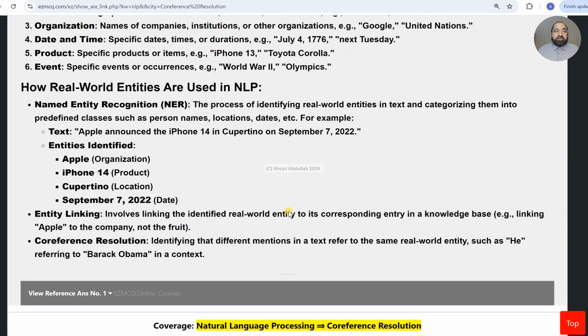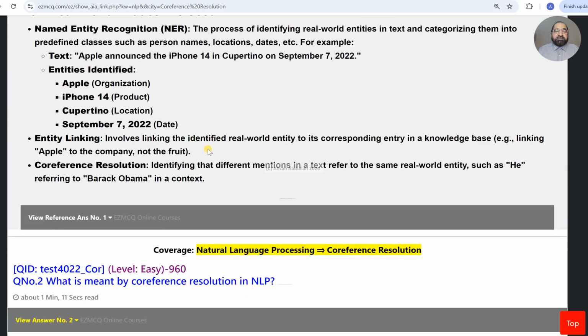So how are real world entities used in natural language processing? For example, Apple announced the iPhone 14 in Cupertino on September 7th, 2022. So the entities need to be identified. Here are those entities identified. And then comes the linking of the entities. And of course, in co-reference resolution, identifying which entity different mentions in the text refer to.